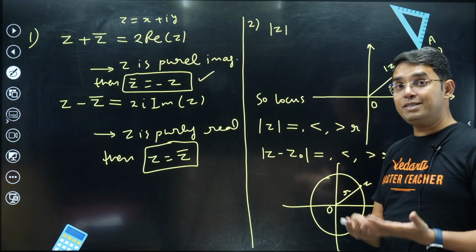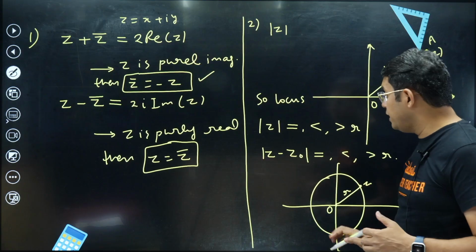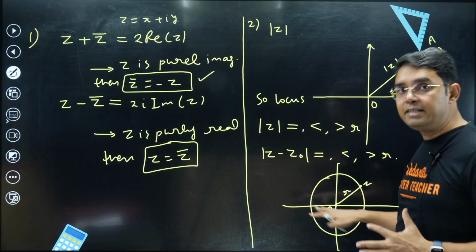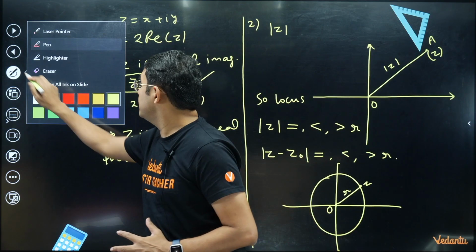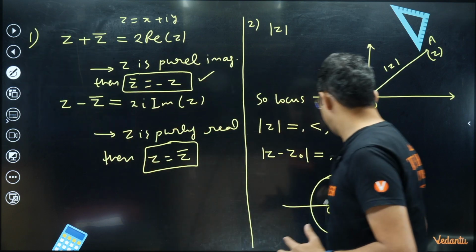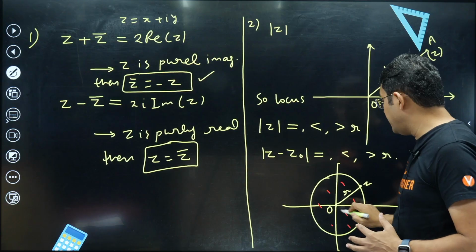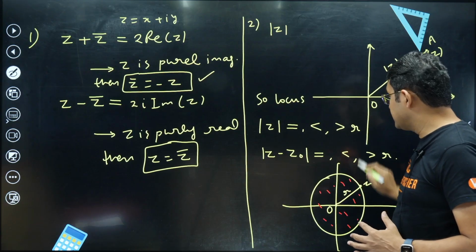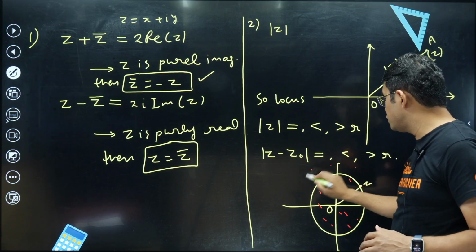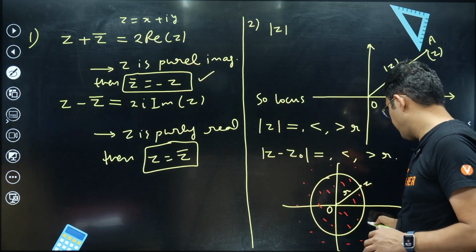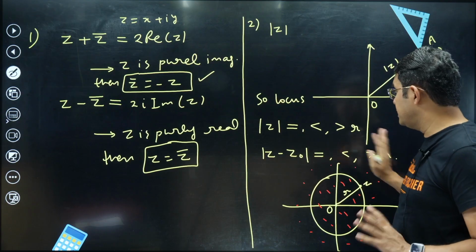Now if you are looking for mod Z less than R, that means it will be the portion lying inside this circle. Similarly, if mod Z is greater than R, then it will be the portion outside the circle. Okay, so these are three things.